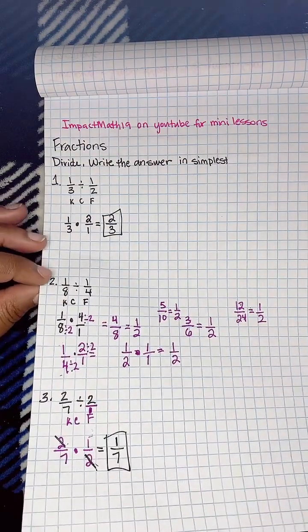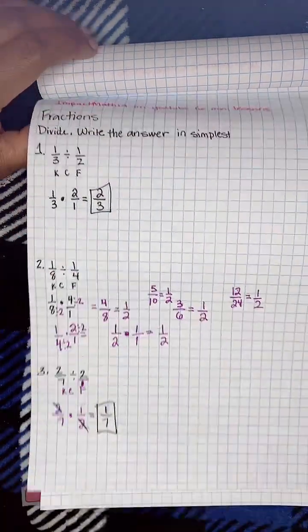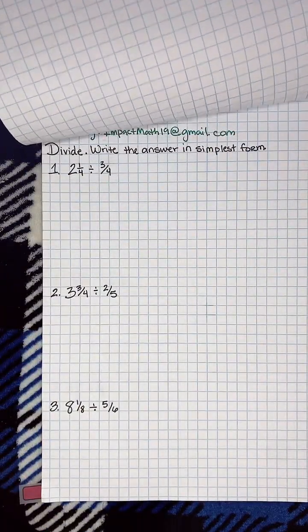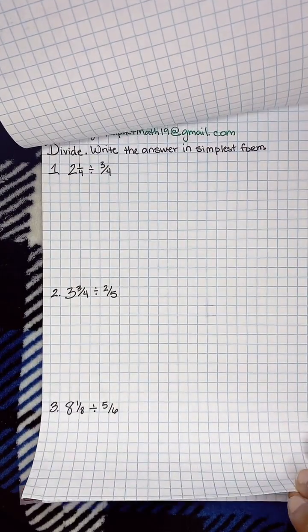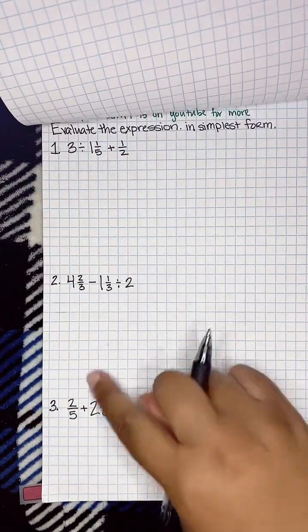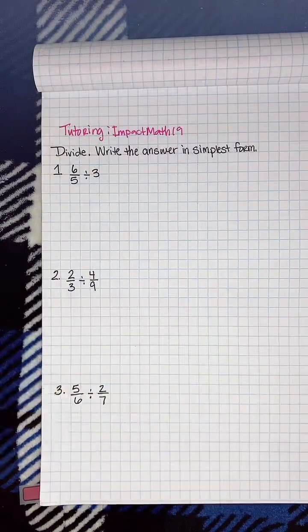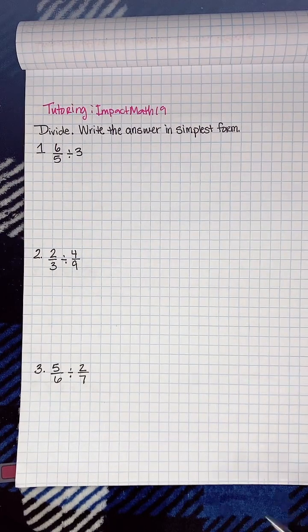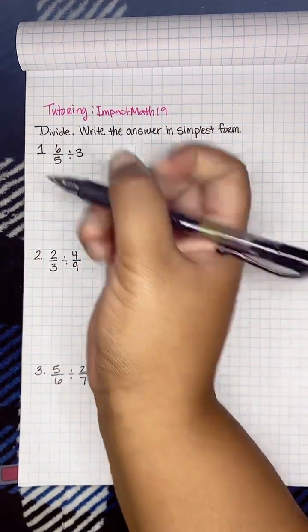Okay, I guess I did 2 pages of this. So let's do 2 more, and then I think we get into mixed numbers. So we're going to do mixed numbers division, and then we're going to do some order of operations kind of with fractions. All right. So number 1 says 6/5 divided by 3.